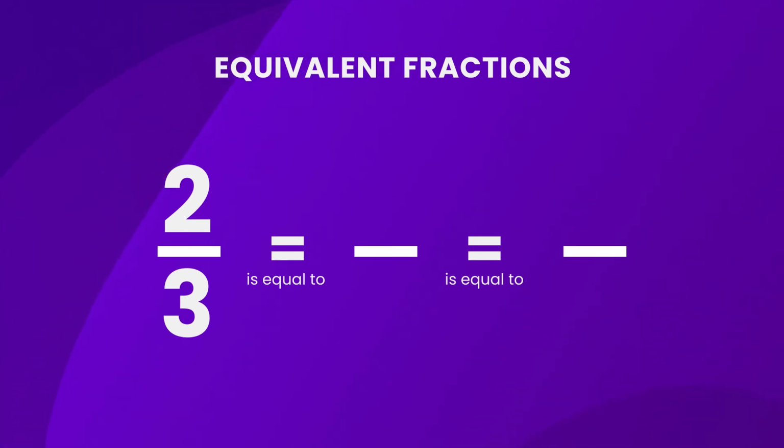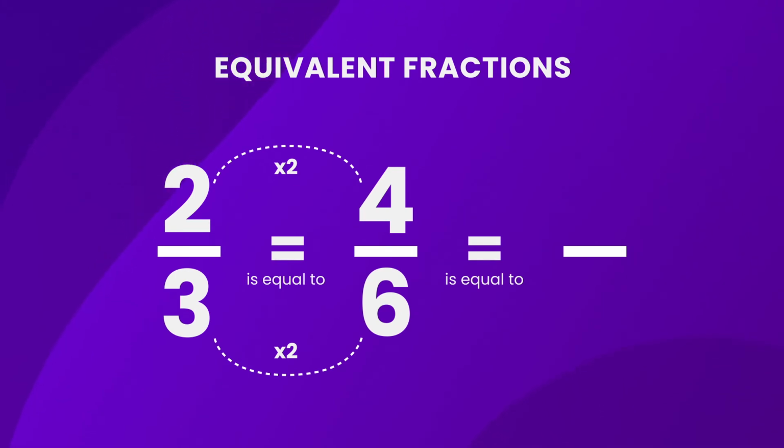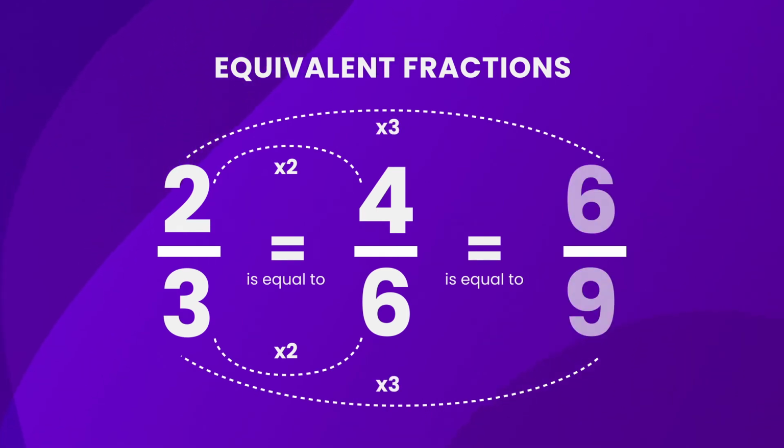We want to find two equivalent fractions to 2/3. So we can multiply the numerator and the denominator of 2/3 by, for example, 2. That'll get us to 4/6. And as another example, we can multiply the numerator and denominator of 2/3 by 3. This will get us to 6/9. And these are our two equivalent fractions to 2/3.